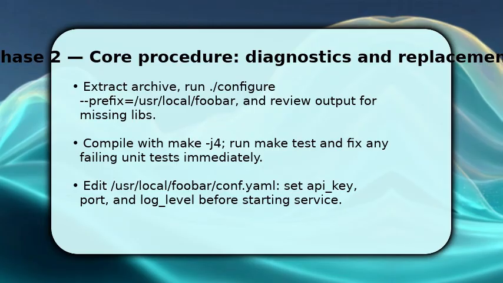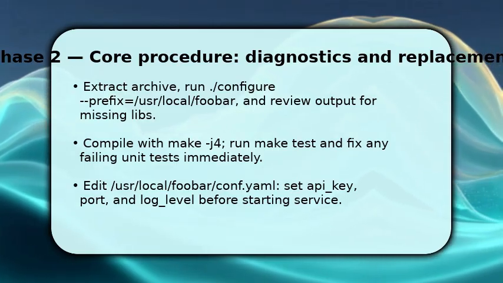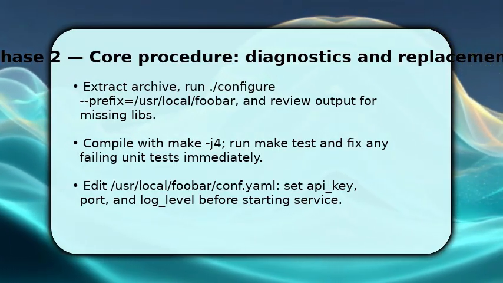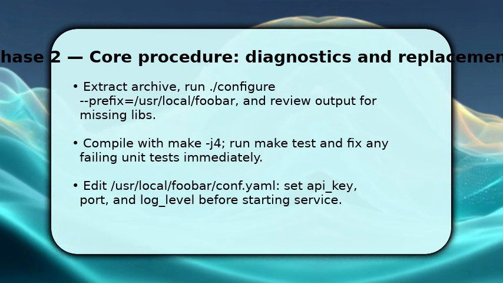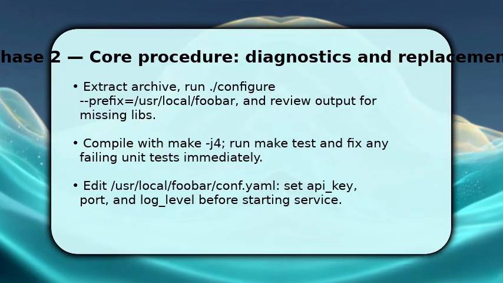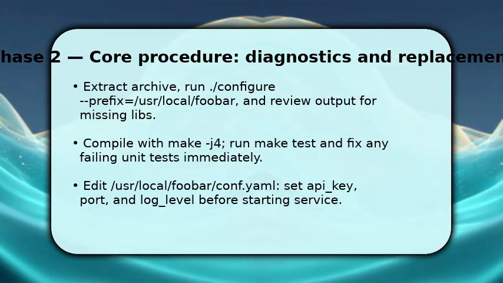Then compile using make -j4 to speed up builds and run make test to validate behavior, fix failing tests rather than ignoring them. Finally, edit conf.yaml to set API key, port, and log level. These settings determine security and runtime.